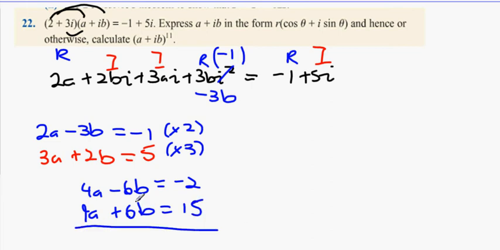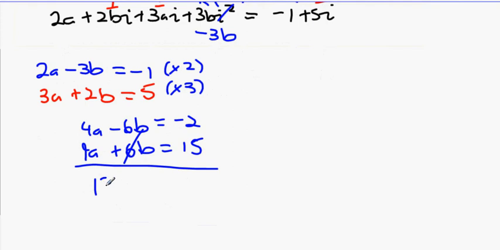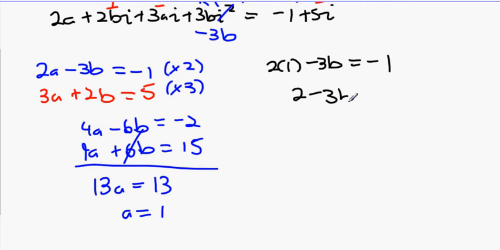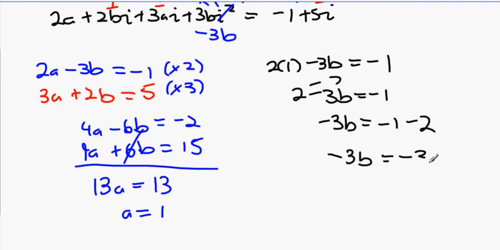Then we're going to cancel, and we're going to get 13a equals 15 minus 2, which is 13. a equals 1. Now we know that a equals 1. We substitute it back in here. So we're going to get 2 times 1 minus 3b equals minus 1. 2 minus 3b equals minus 1. Bring over the 2. Minus 3b equals minus 1 minus 2. Minus 3b equals minus 3. Divided by minus 3, b equals 1. So it's actually going to be 1 plus i for question 22.